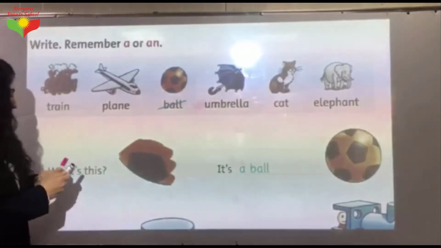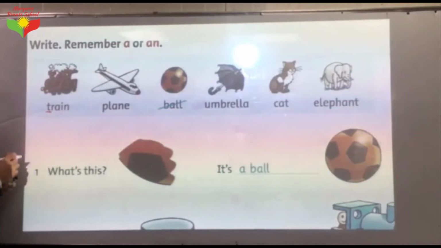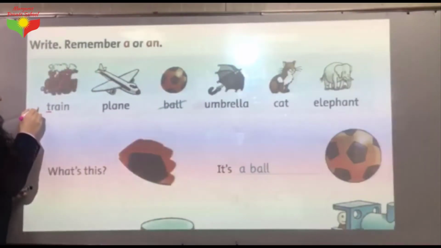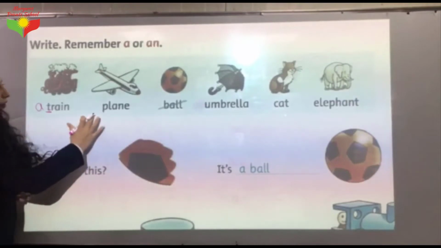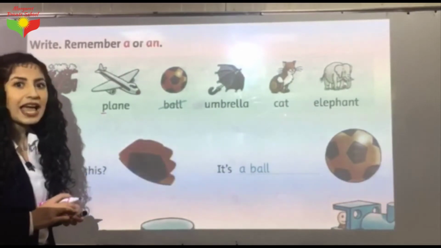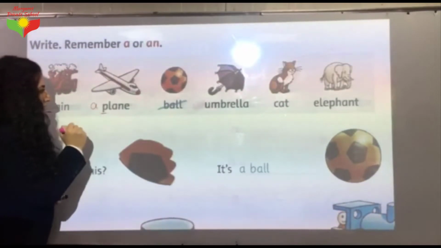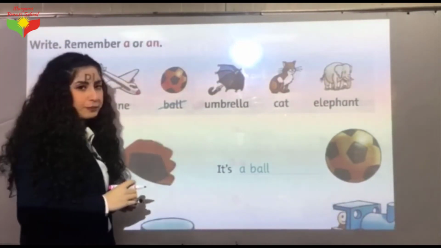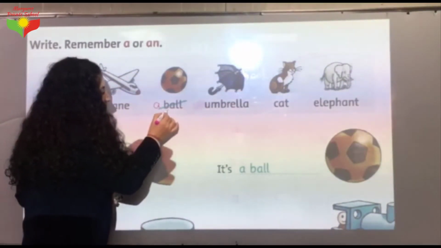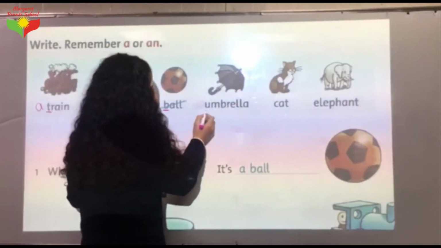Okay. The first one. Look at here. A train. It starts with T. So we have to say a train. Okay. What about this one? Plane. It starts with P, so we have to say a plane. A plane, right? The third one, ball. Okay. We have to write a because it starts with B. A ball. Let's go to the fourth one.